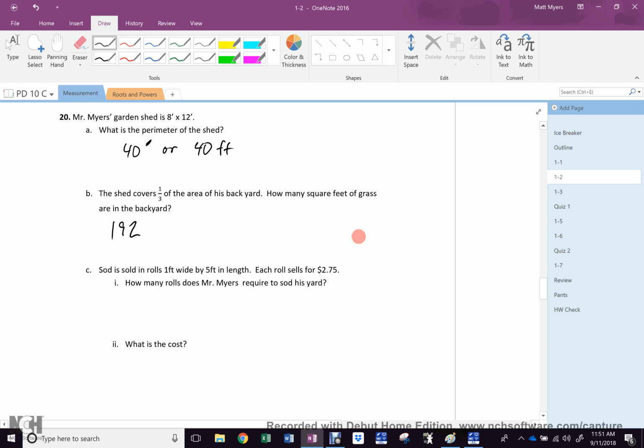192 what, Sean? Square feet. Nice. Does everybody know why it's 192?